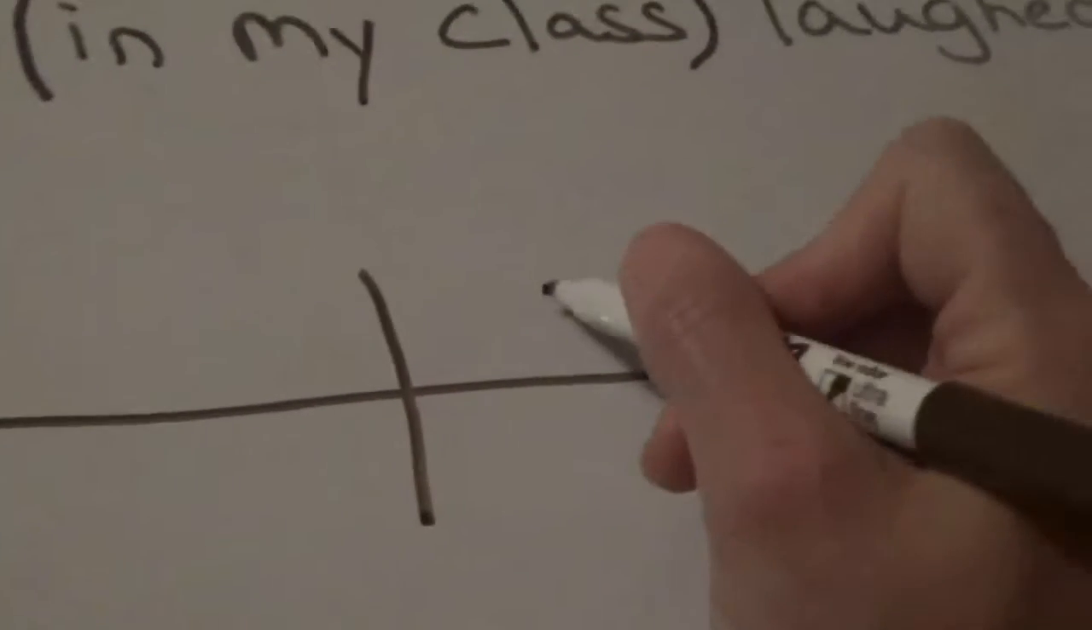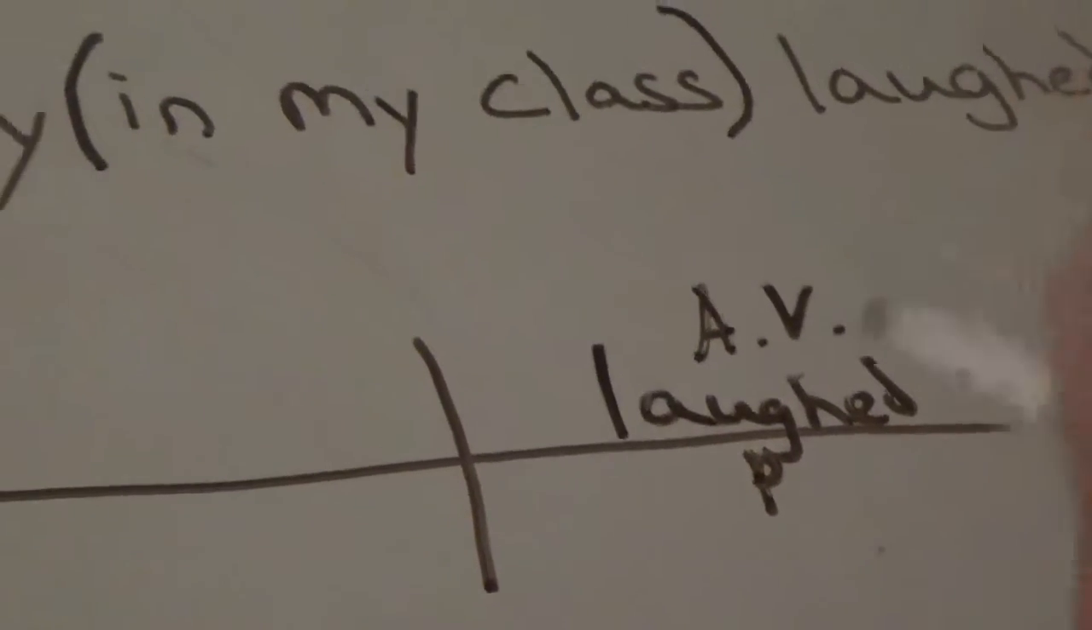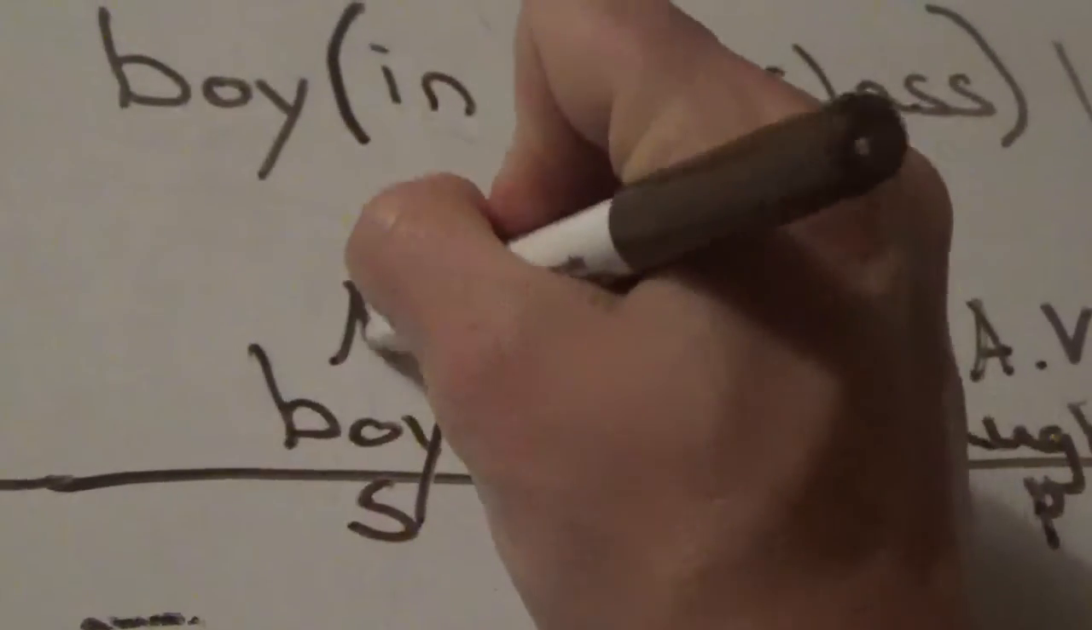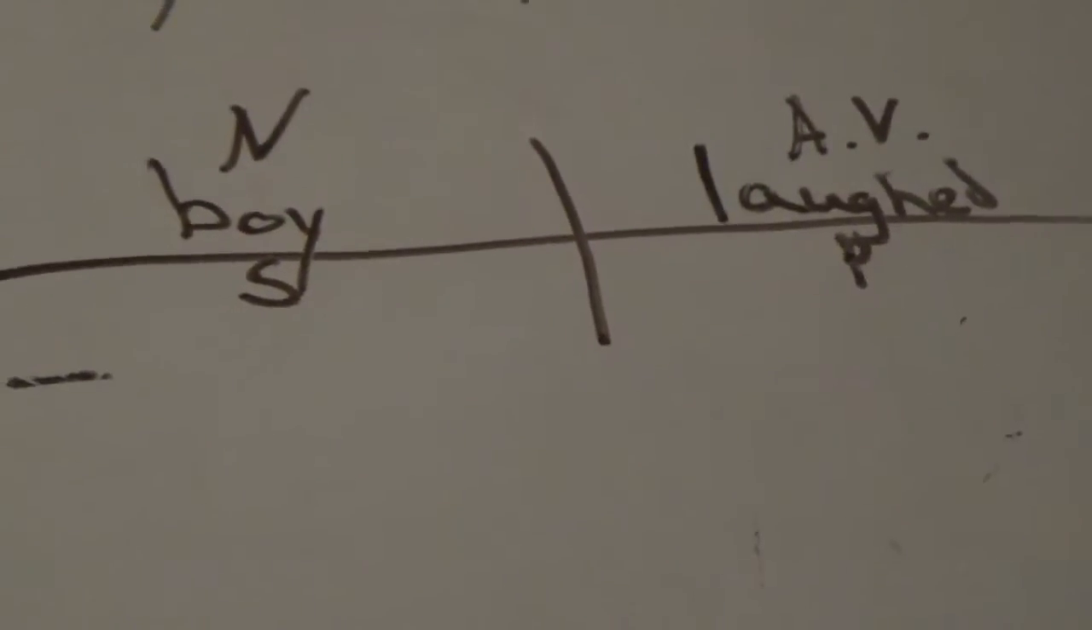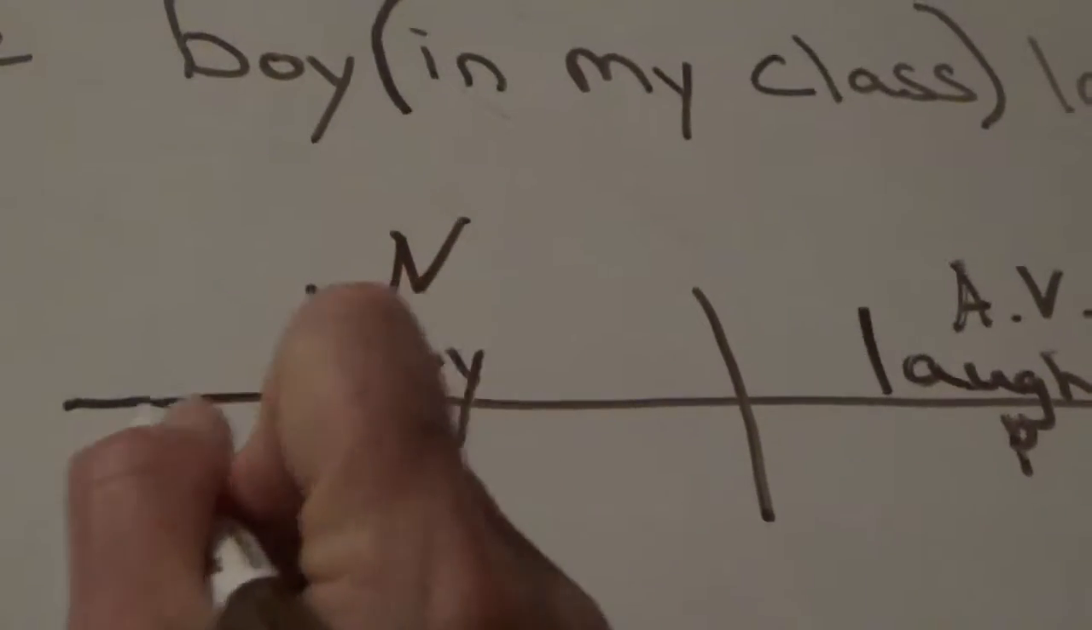All right, let's talk about this one. So you should have put laughed as the simple predicate. It is an action verb. You should have put boy as the simple subject, and it is a noun. And now we can add our modifiers. The is an article adjective, modifying boy, the boy. In my class. What is in my class modifying?